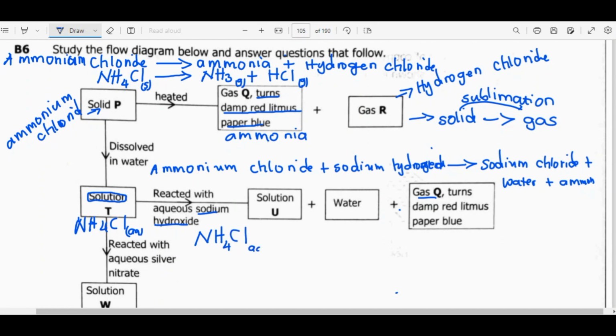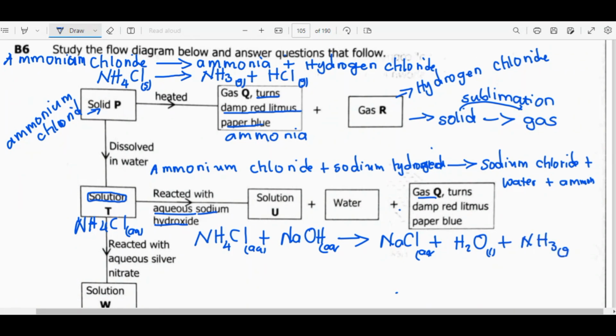So here we are going to have aqueous plus sodium hydroxide, NaOH, also aqueous. We are given this here, right? So the sodium chloride is NaCl aqueous plus H2O liquid plus NH3, which is a gas, right? So this is our first chemical equation, which is correlating with the word equation that we have written above.